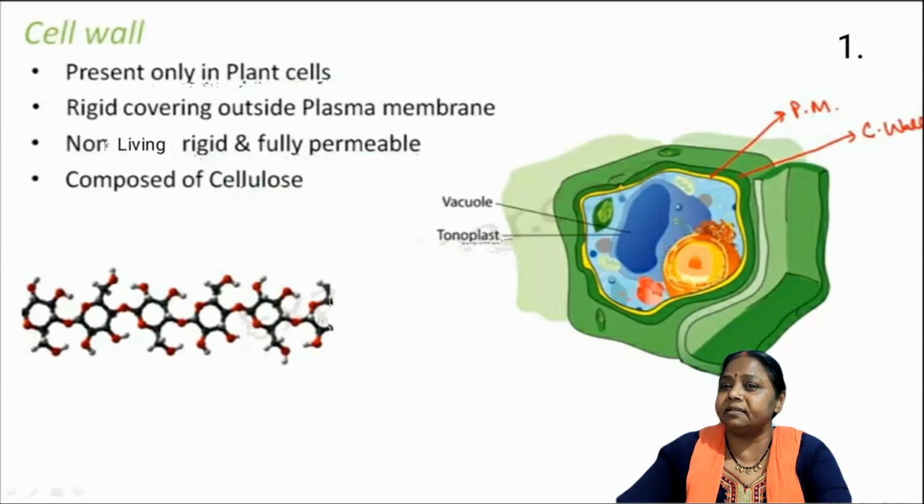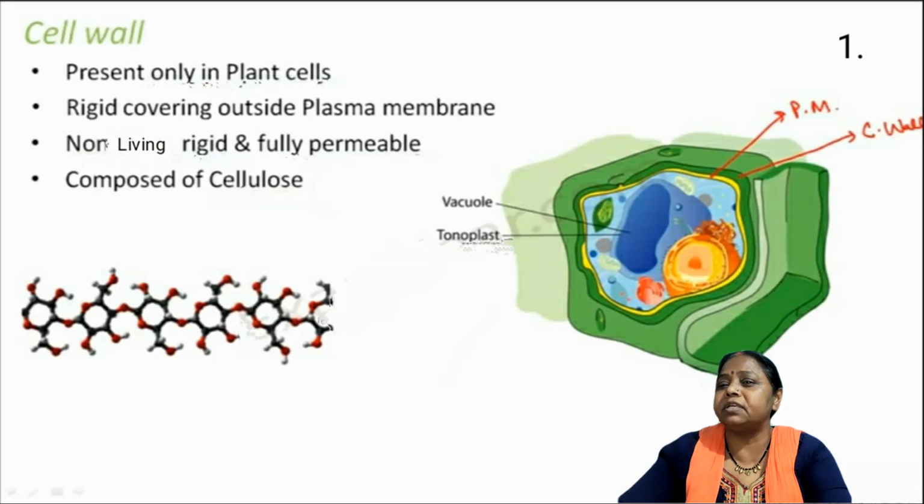Now it is rigid, covering outside the plasma membrane. It is non-living and rigid and fully permeable. Unlike the plasma membrane, it is fully permeable. It allows any substance to come and go out of the cell. Now, it is composed of cellulose. It is made up of cellulose.